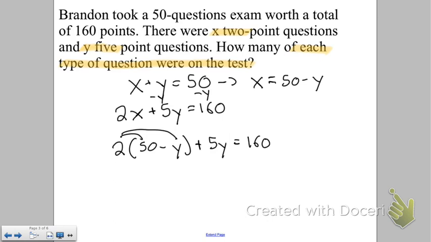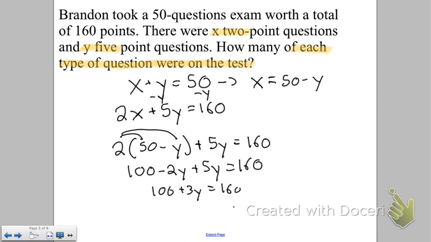I can distribute the 2. 100 minus 2y plus 5y equals 160. 100 plus 3y equals 160. I can subtract 100 from both sides. 3y equals 60. Divide by 3, and I get that y equals 20.